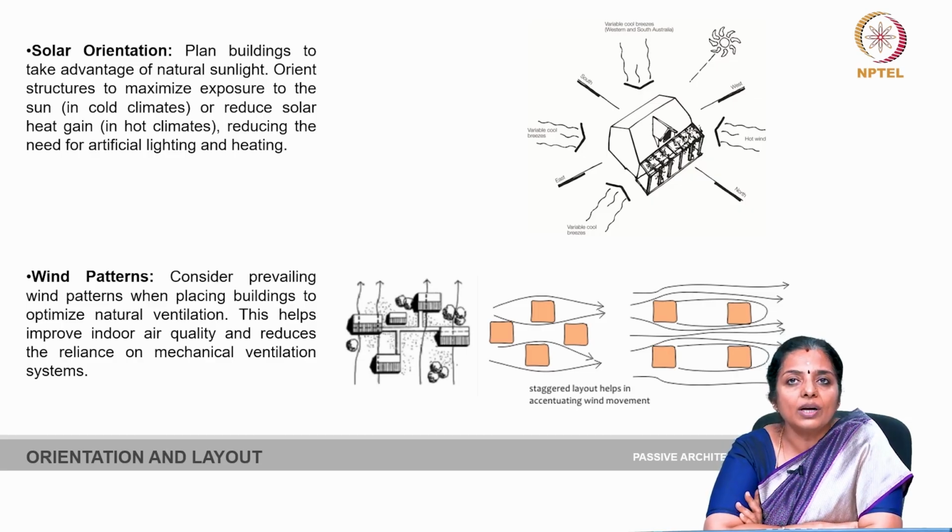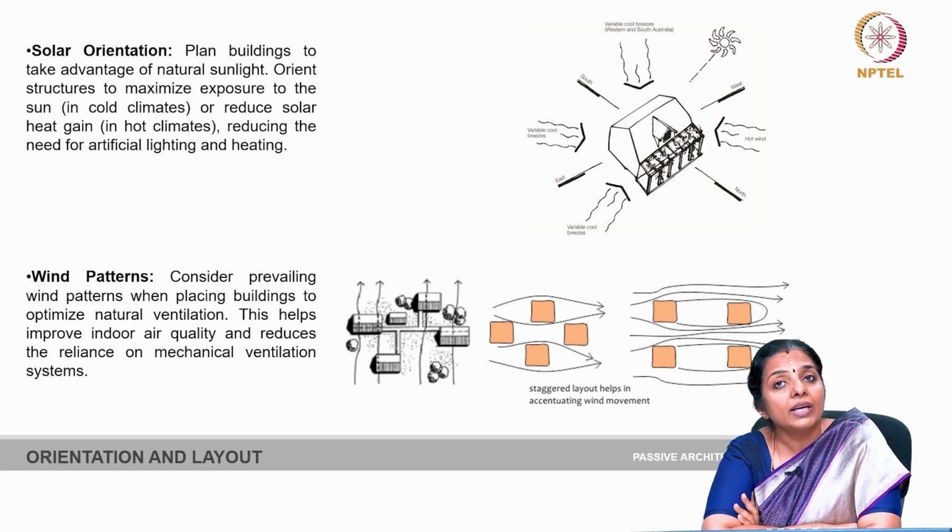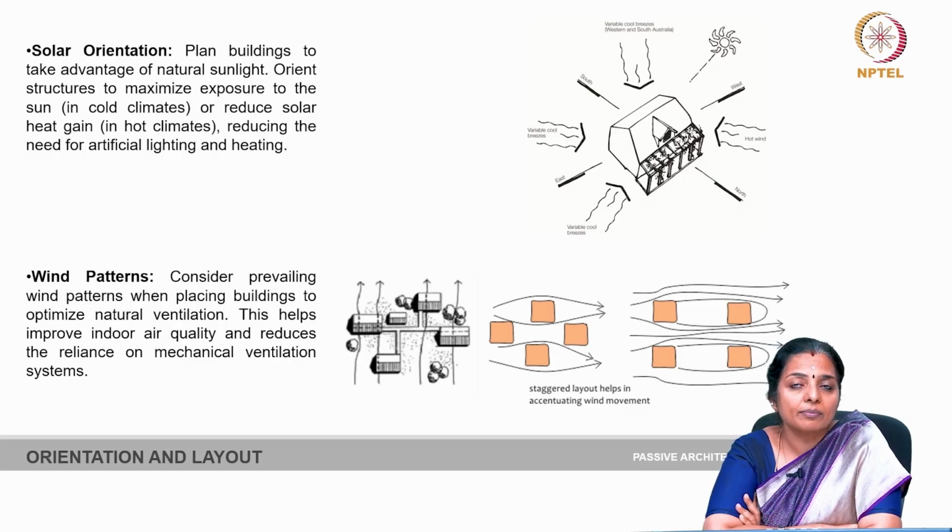Now, solar radiation: we have to plan buildings to take advantage of the natural sunlight. The key points here which we have to understand is we need to maximize exposure to the sun in cold climates. We need to reduce solar heat gain in hot climates.